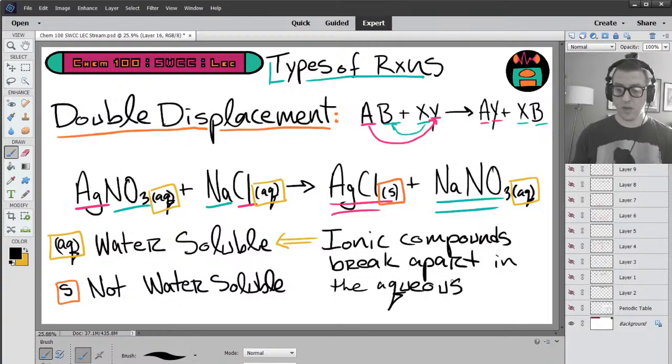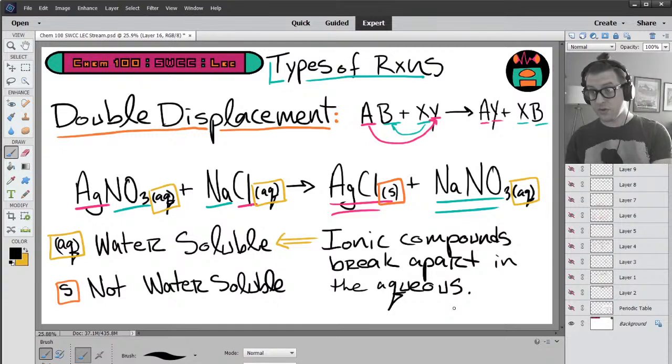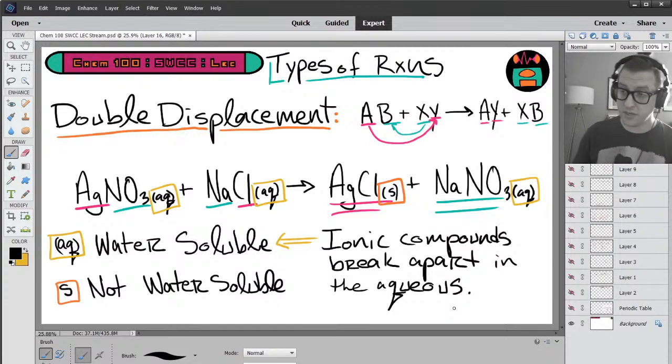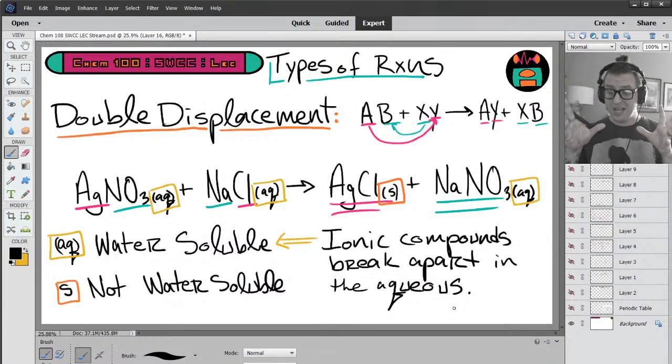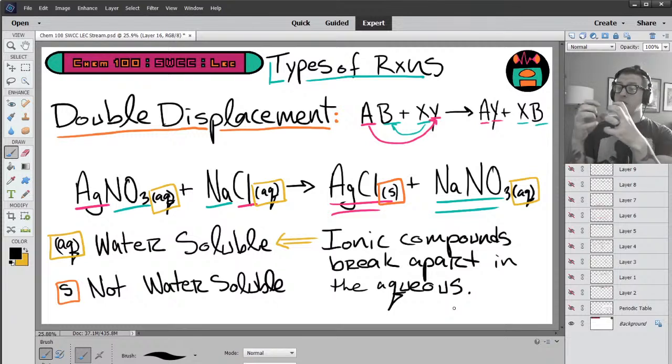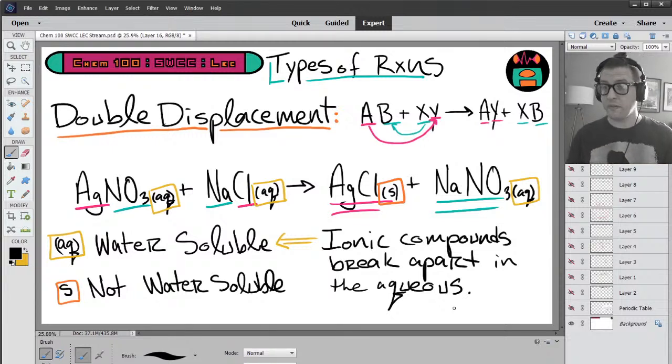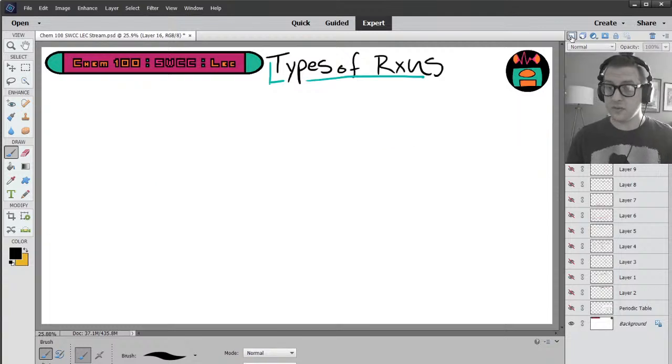All right, ionic compounds break apart in the aqueous phase. So whenever you see an ionic compound like silver nitrate, like sodium chloride, like sodium nitrate in the aqueous phase, that means that we might write them together, but they're not actually together. When they're in the aqueous phase, the cation and anion separate from each other. All right, here's what I mean.